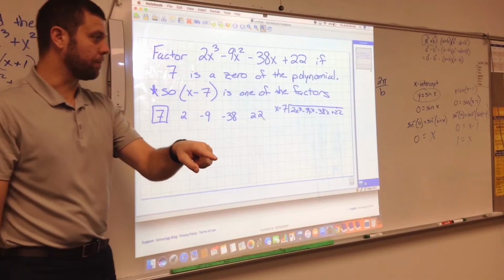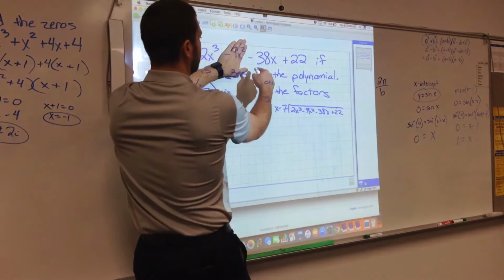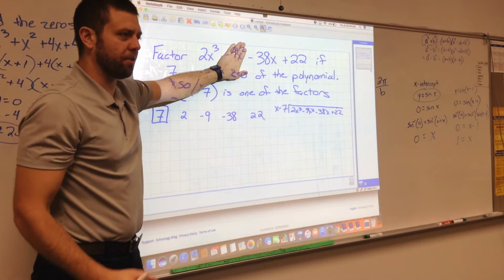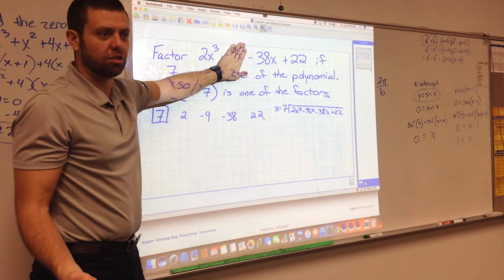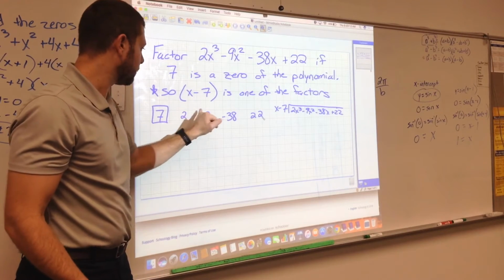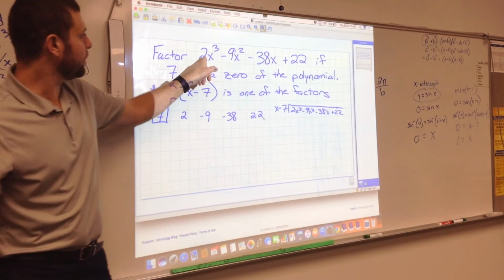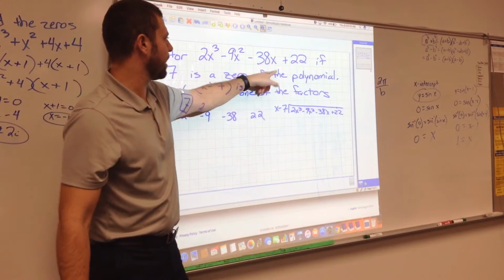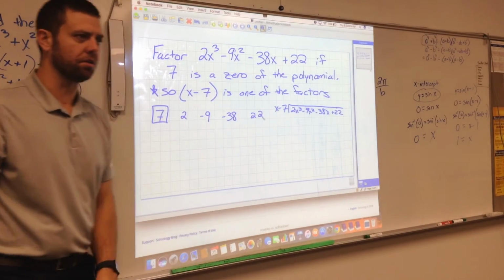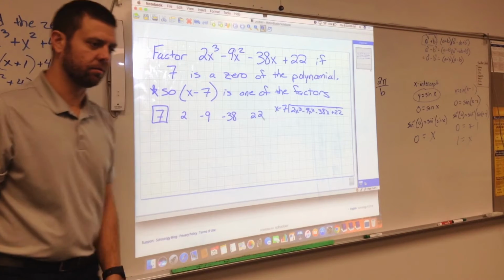Now, that brings up a good point though. Let's say you didn't see an x squared. Let's say you just saw 2x cubed minus 38x plus 22. If you don't see an x squared, then how many x squareds are there? 0, right? Okay, you would need to put a 0 in here because this needs to be in order from the highest power down to the lowest power. So if this said 2x cubed minus 38x plus 22, I would have put 2, 0, negative 38, 22. What if they were all 1s? Then you have all 1s. Yep.